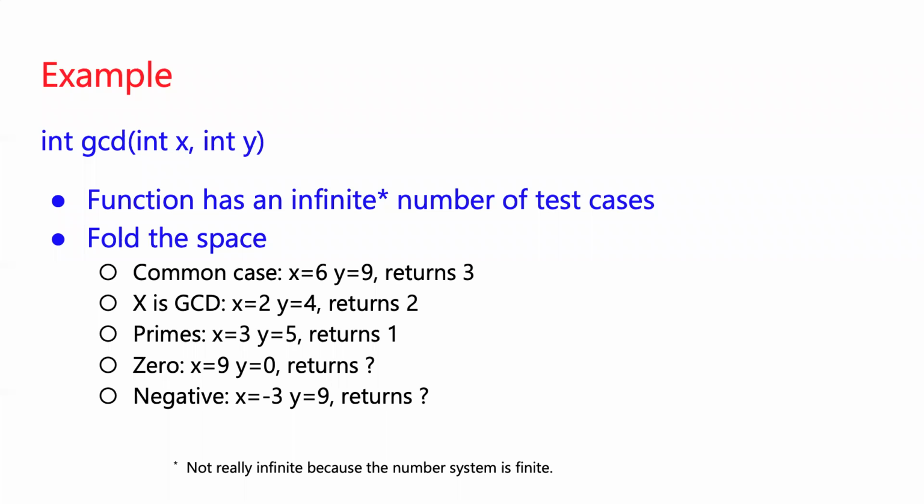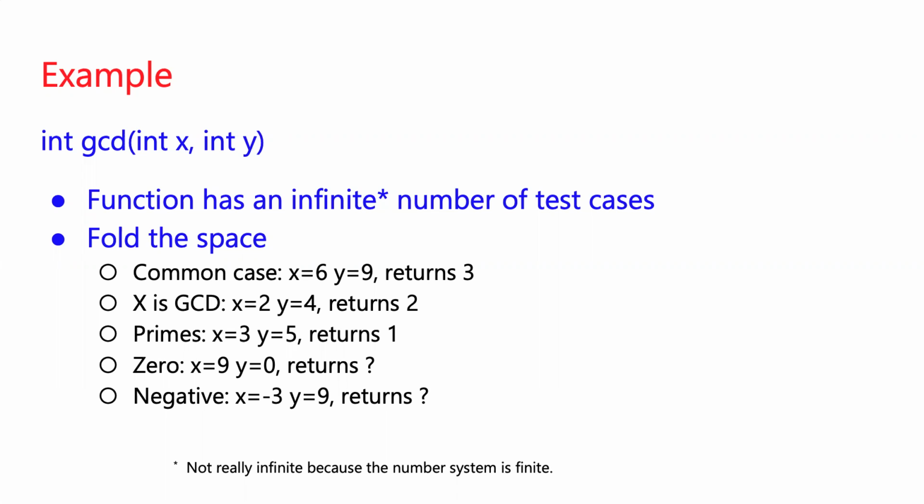You could consider special cases. So for GCD, it's possible that one of the values is the greatest common divisor of both of the numbers. So if one of the inputs was 2 and the other input is 4, well, in that case, 2 itself is the greatest common divisor. So you might want to test with that.